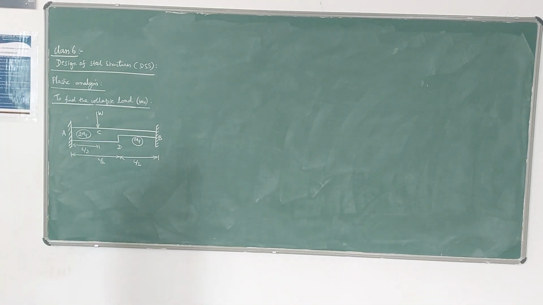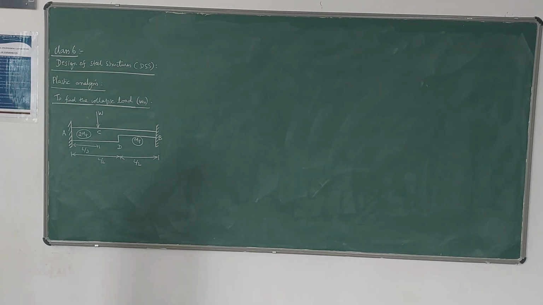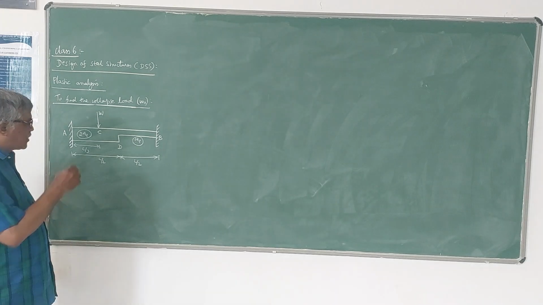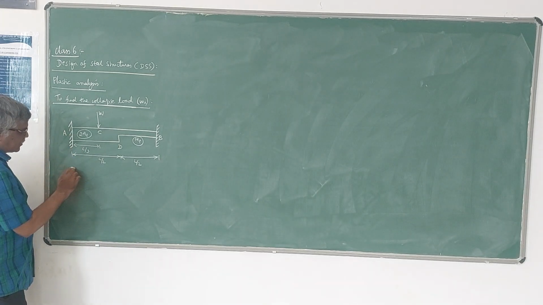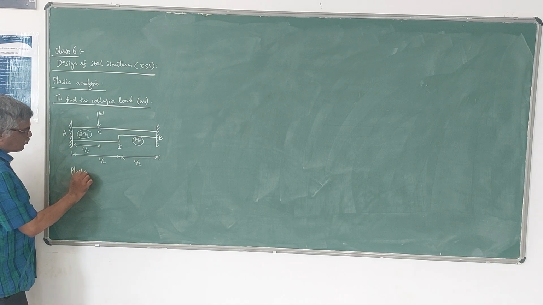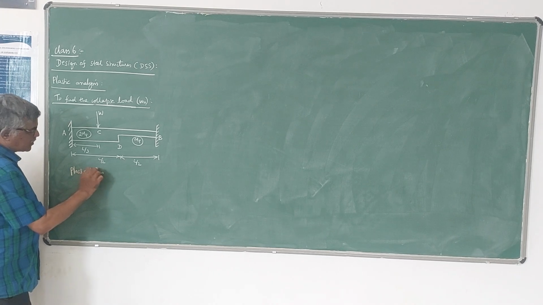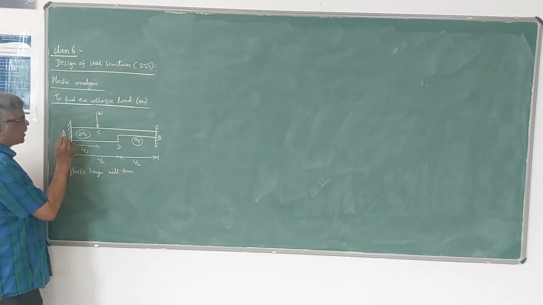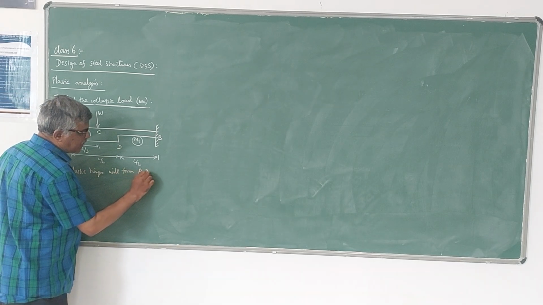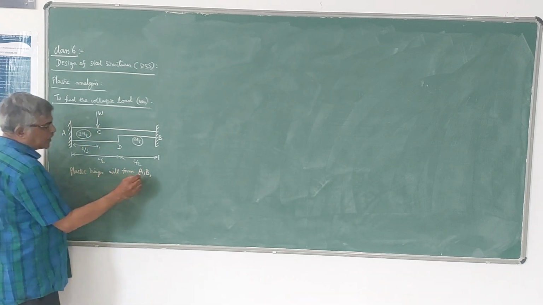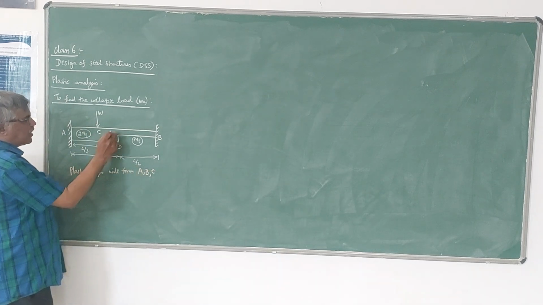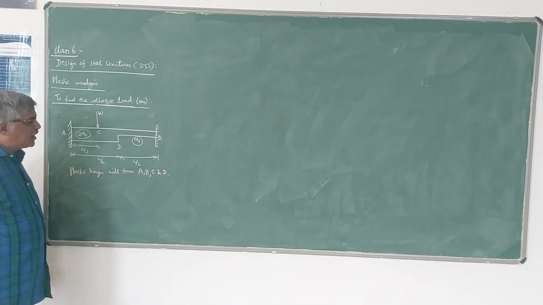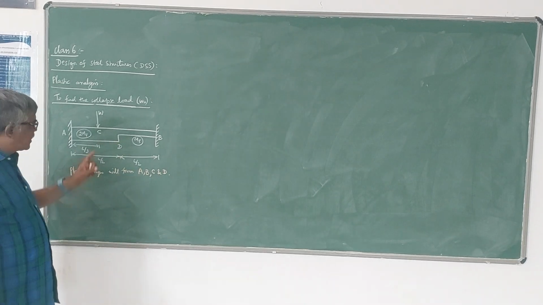In such a case, as I already told in the earlier videos, plastic hinges will be formed at the supports, that is at A and B. Then under the concentrated load, that is at C, and also at the section where there is a change in cross-sectional area or a change in the value of MP, that is at D.